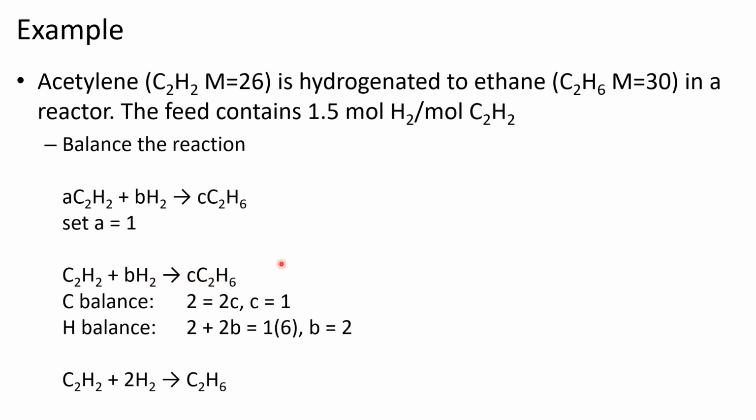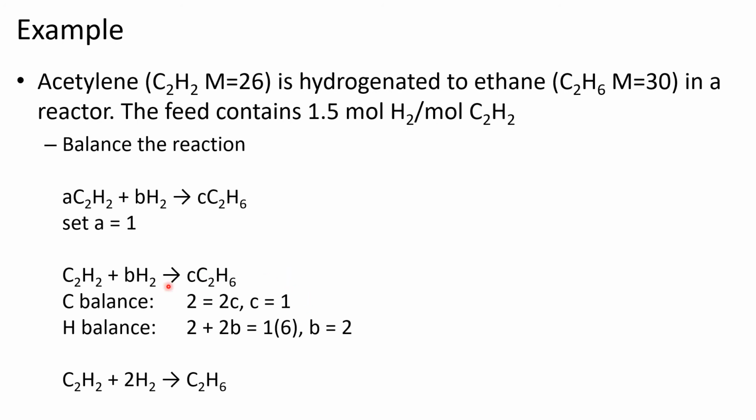Now, if we balance the number of carbon atoms on both sides of the equation, we find that there are 2 carbon atoms associated with the acetylene. We're going to set that equal to 2 times C, which is the carbon atoms associated with the ethane product. Doing that, we find the value of C is 1.